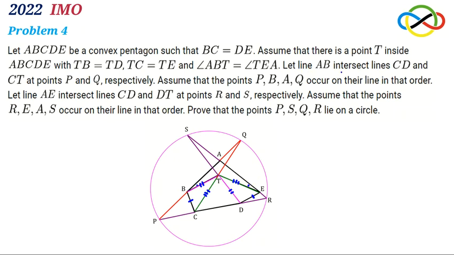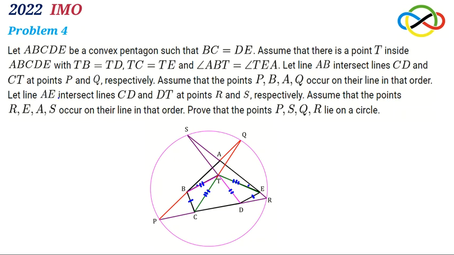Let line AB intersect lines CD at P and CT at Q, respectively. CT is this, at Q. Assume that the points P, B, A, Q occur on their lines in that order.